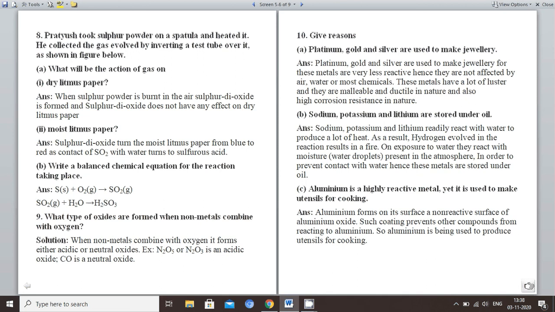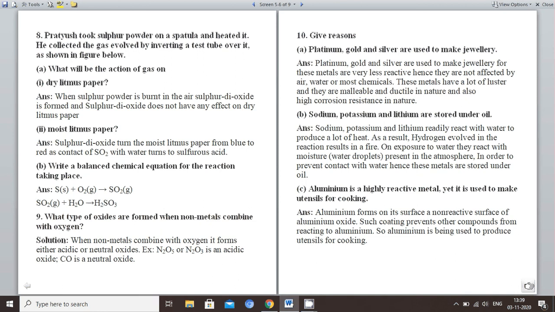As these metals are very less reactive, they are not affected by air, water or most chemicals. These metals have a lot of luster, they shine, they are malleable and ductile in nature, and they also have high corrosion resistance, meaning they do not corrode so quickly. I hope this part is clear.